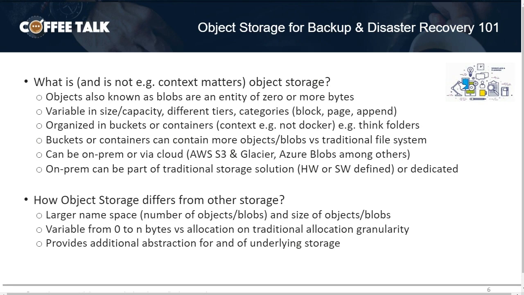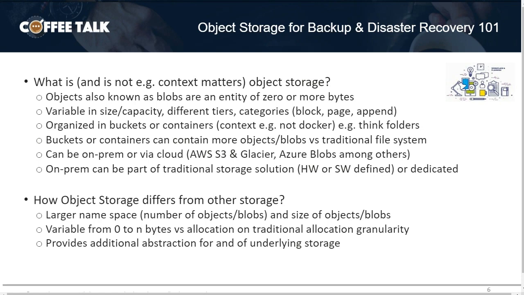So that's where you can have buckets or containers containing more objects or blob entities than in a traditional file system. And as I mentioned, object storage is not exclusive to just being in the cloud. It can be on-prem, it can be back and forth. It could be a backing store for an on-prem storage system or storage software solution for doing things like backup, disaster recovery, and then tiering. So a lot of different options there. And again, how does object storage differ from regular storage? It's that larger namespace. It is that larger access, that you can store more entities that themselves can be larger. And again, that size, that flexibility, and just giving you that abstraction.